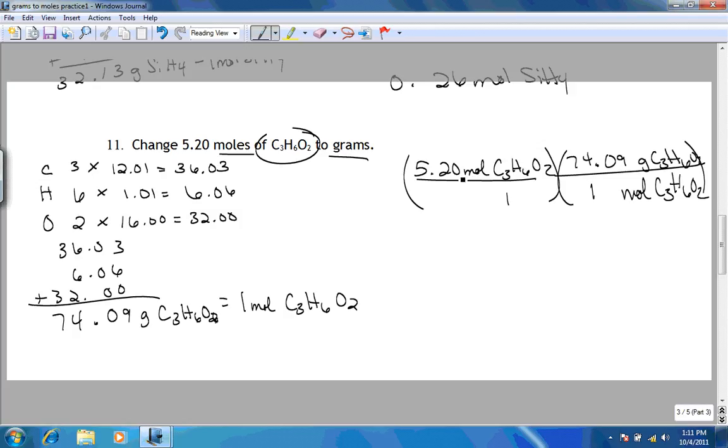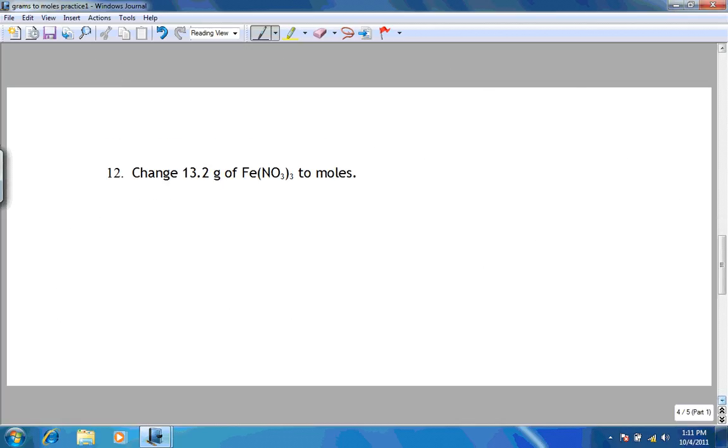So it's going to be 5.20. It's on the top, so we're going to multiply by 74.09. That's going to come out to be 385 grams of C3H6O2. We have one more for this video, and that's number 12.